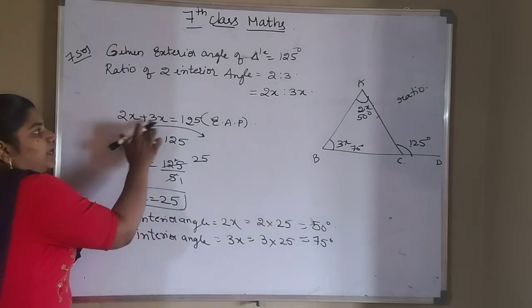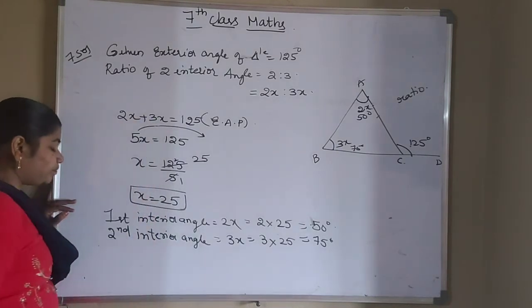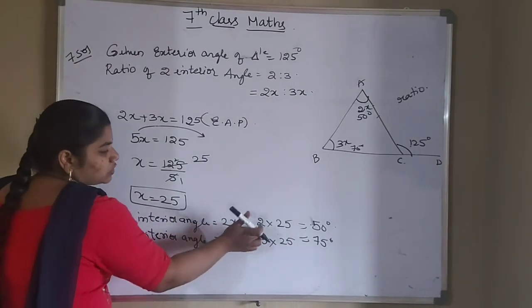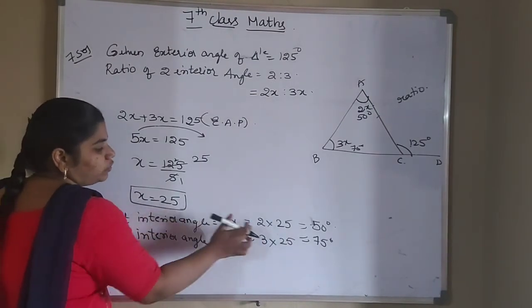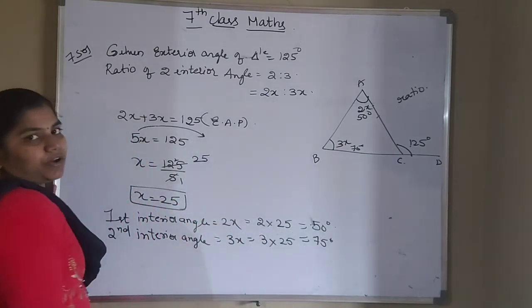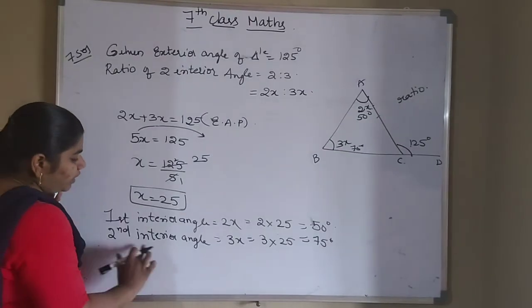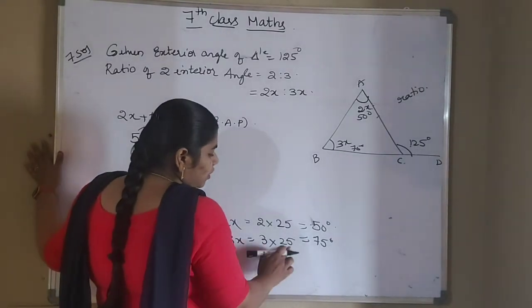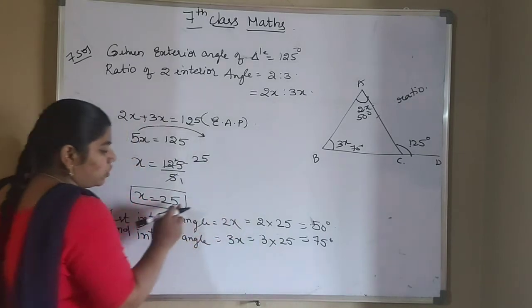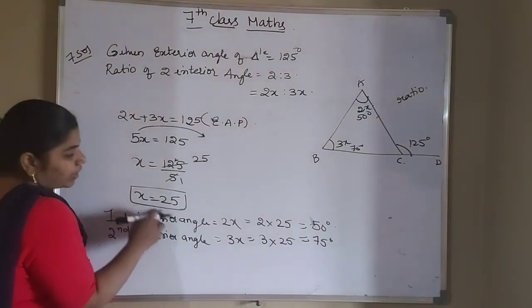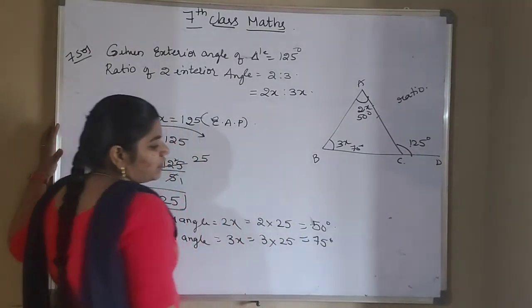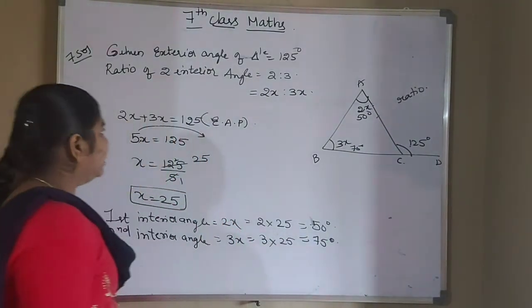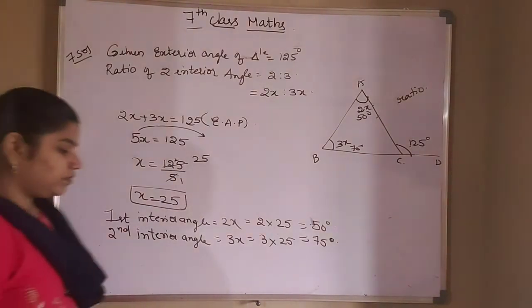Now in place of x we have to substitute 25 here. The first interior angle is how much? 2x. 2 is a constant value. x is how much? 25. 2 twenty-fives is 50. Okay. So next, the second interior angle is how much? 3x. 3 is a constant value. In place of x we have written 25 because we got the x value as 25. So 3 twenty-fives is 75 degrees. So these are the first angle and the second angle. Okay. So next is the 8th one.